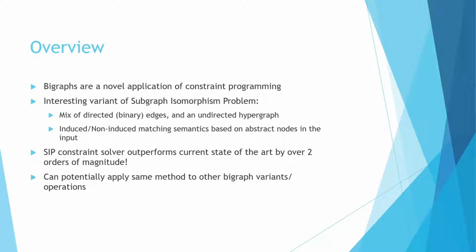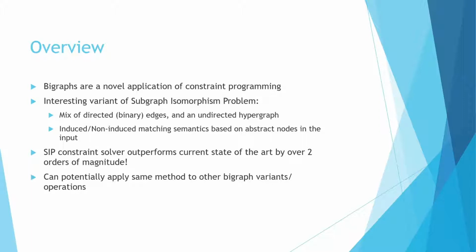So what we've done is we've adapted a subgraph isomorphism constraint solver and encoded a bigraph structure to be able to be taken as input for this SIP solver, and we've added additional constraints to the solver so we can perform bigraph matching with it.